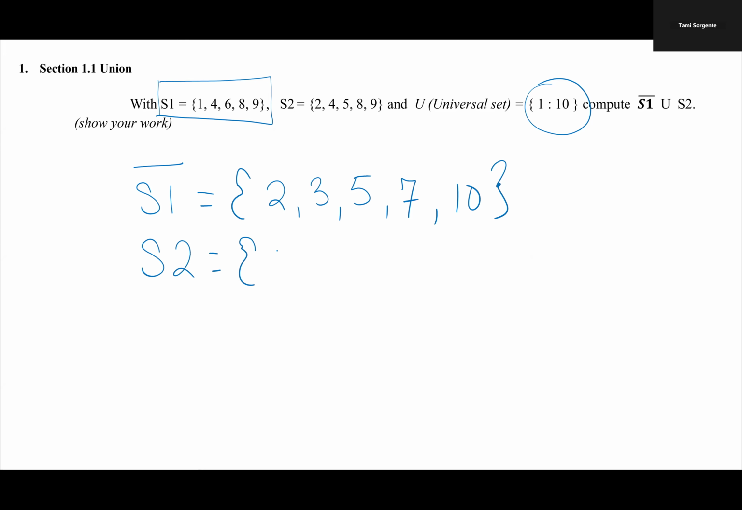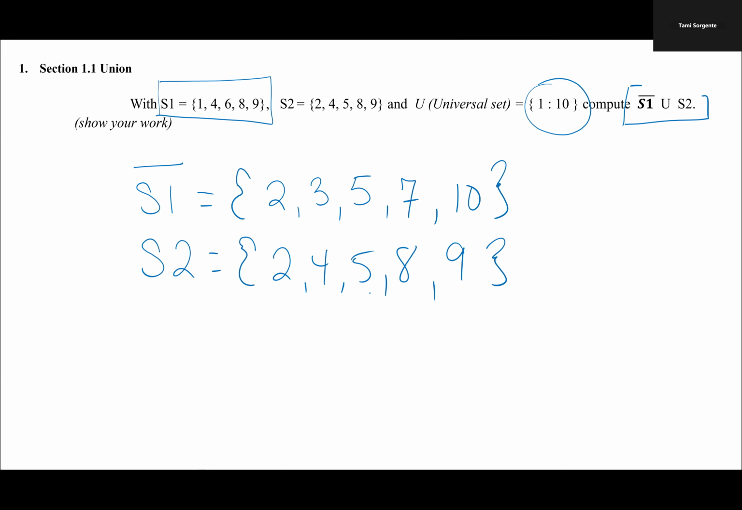S2 is 2, 4, 5, 8, and 9. So to compute the union, what does the union mean? The intersection is not the same as the union. If you were to do the intersection, you would pick only those that are in both sets. So if we were to do the intersection, we would have 2, 5, and I think that's it. But this question doesn't ask for the intersection, it asks for the union.